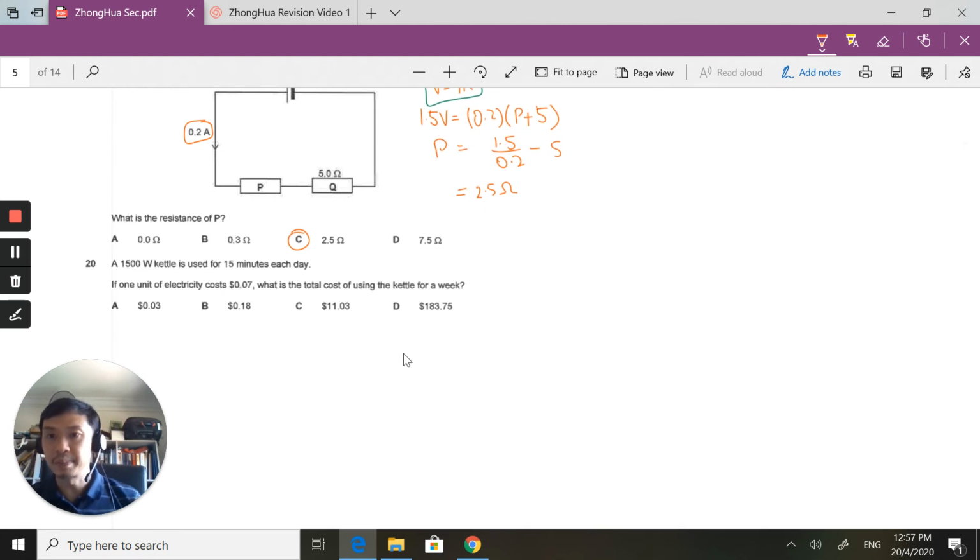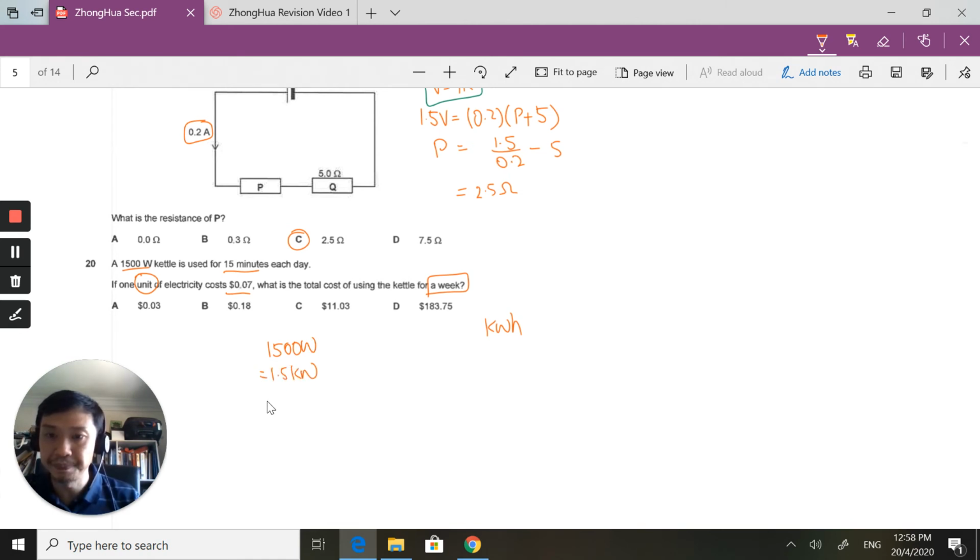Last question is about practical electricity. I've got a kettle of such power used 15 minutes a day, and this is the cost per unit. And how much will it cost to use this kettle for a week? Okay, so first of all, you have to know that one unit actually refers to kilowatt hour. So I've got to convert all this information into kilowatt hour. I'm going to start with kilowatts. So 1500 watts is actually equivalent to 1.5 kilowatt.